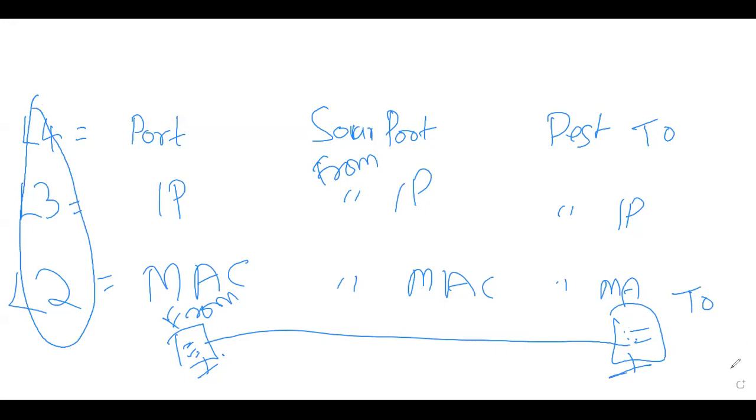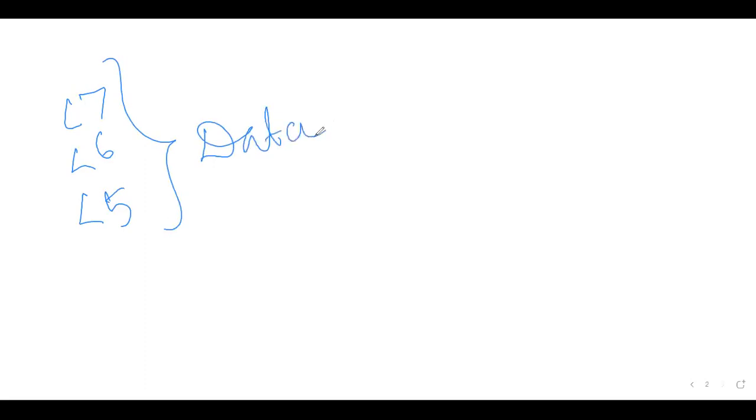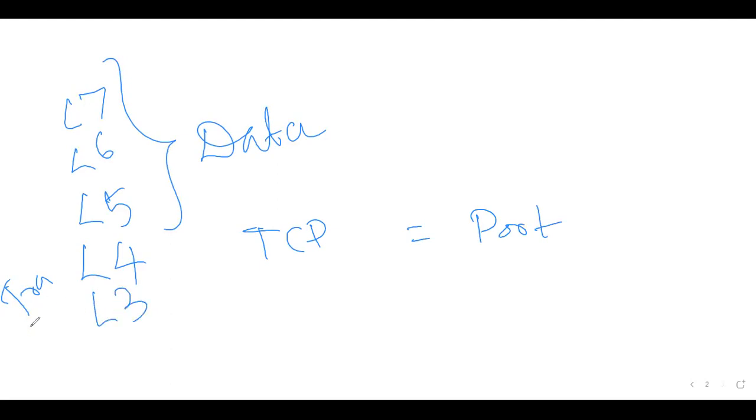So if you refer to layer 7, layer 6, layer 5, these are all what we call data. Then we call layer 4 the transport layer. As an example, TCP, which has port numbers. Then we will come to layer 3, which is the network layer. We will come to IP, which must have source IP and destination.